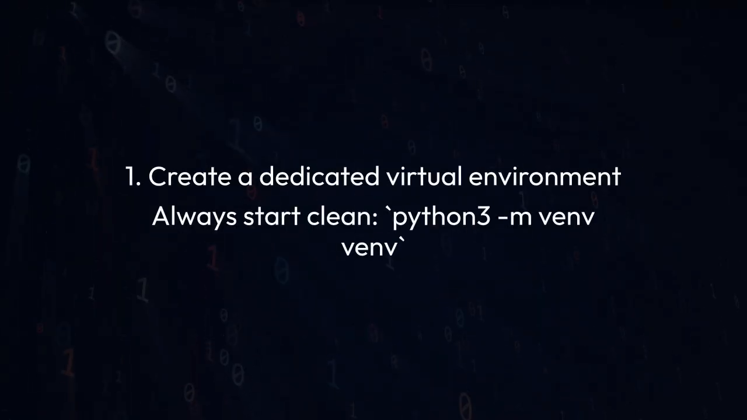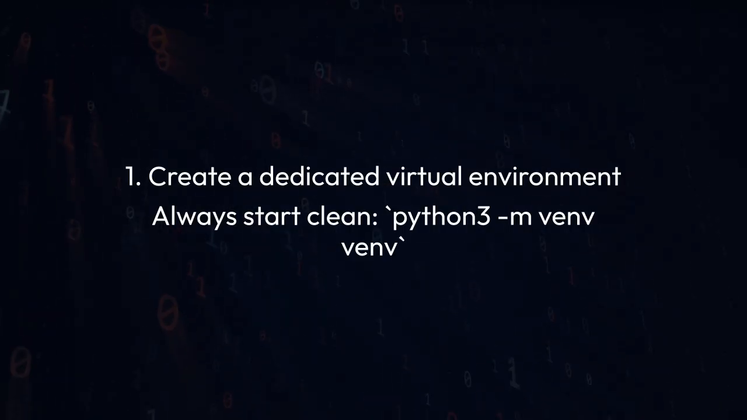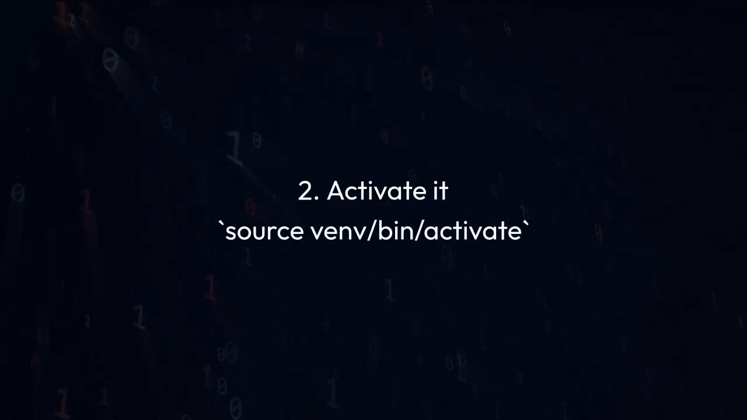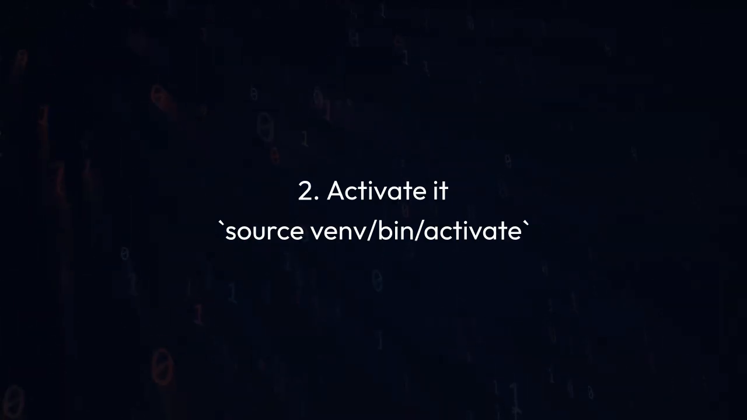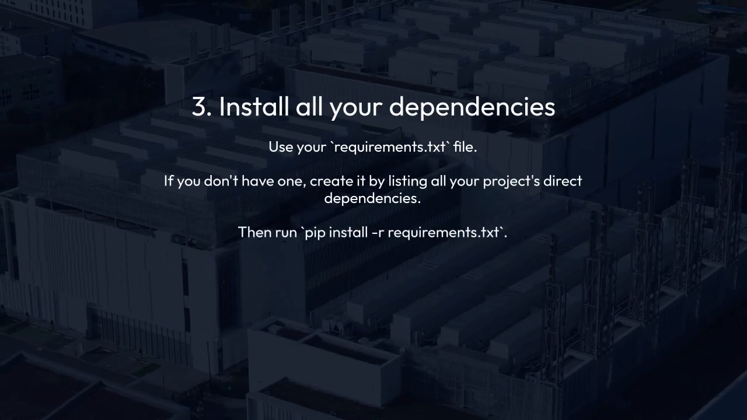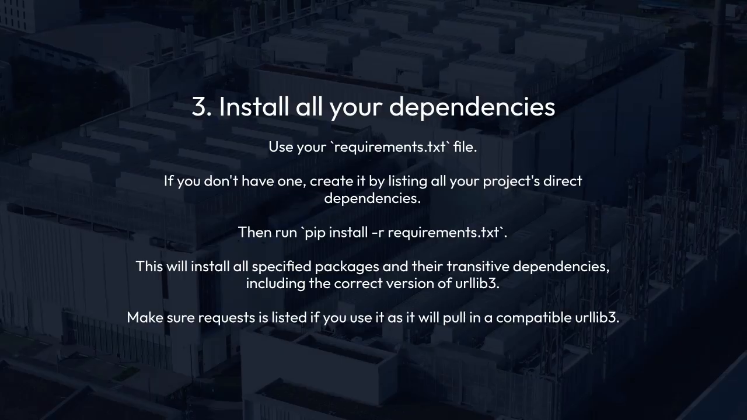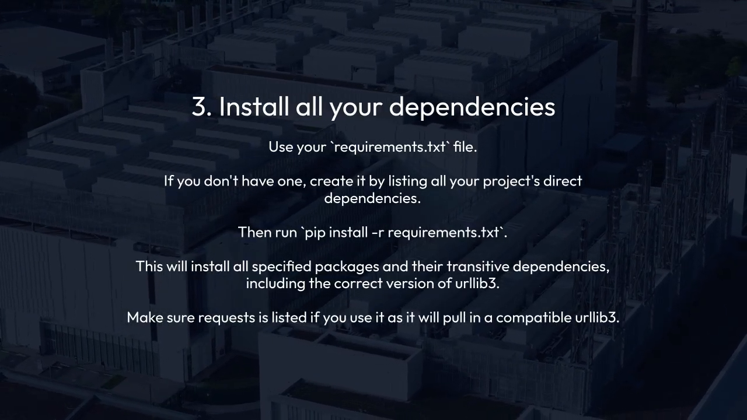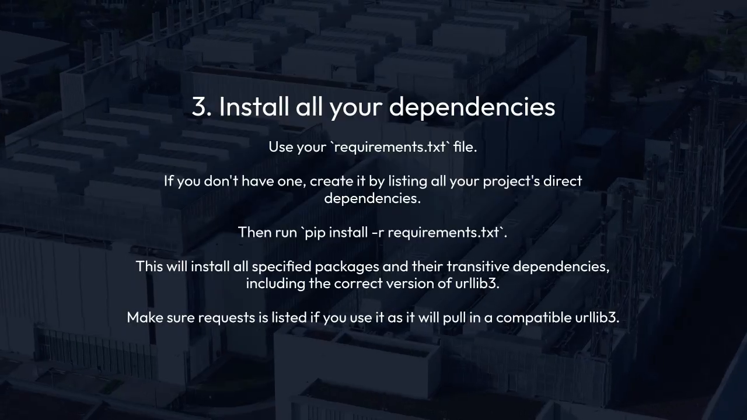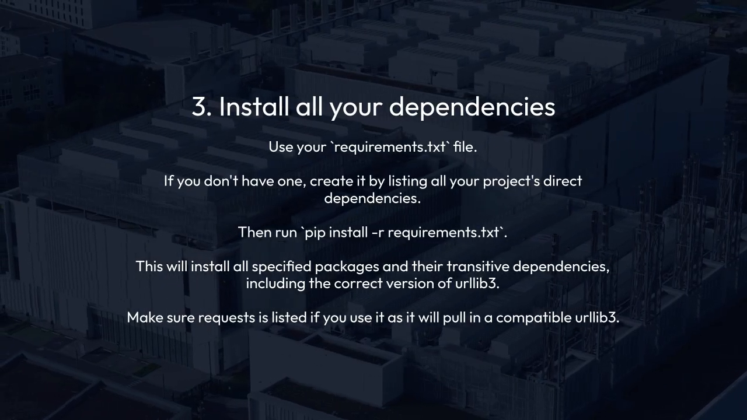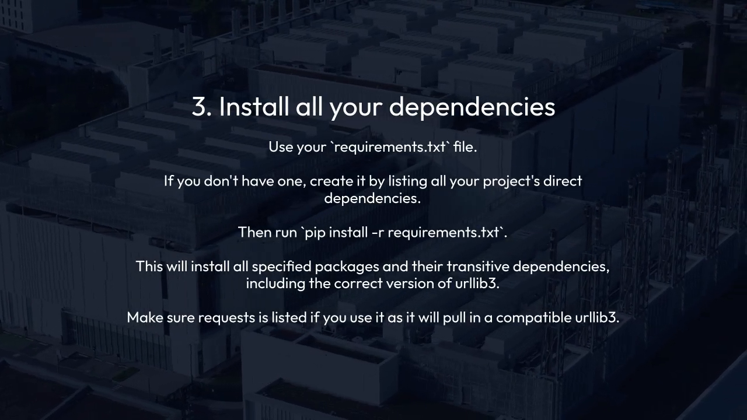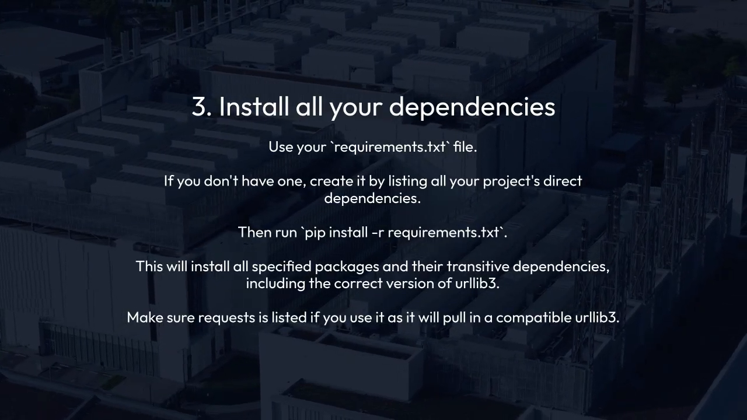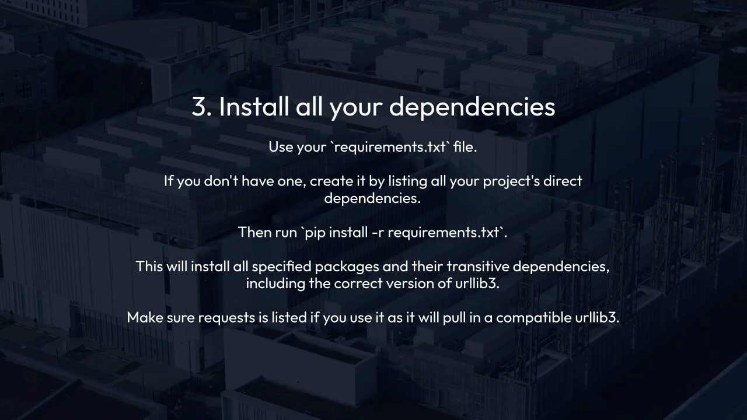1. Create a dedicated virtual environment. Always start clean: python3 -m venv venv. 2. Activate it: source venv/bin/activate. 3. Install all your dependencies. Use your requirements.txt file. If you don't have one, create it by listing all your project's direct dependencies. Then, run pip install -r requirements.txt. This will install all specified packages and their transitive dependencies, including the correct version of urllib3. Make sure requests is listed if you use it, as it will pull in a compatible urllib3.